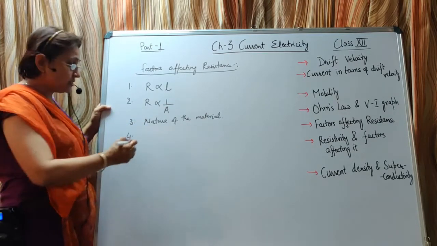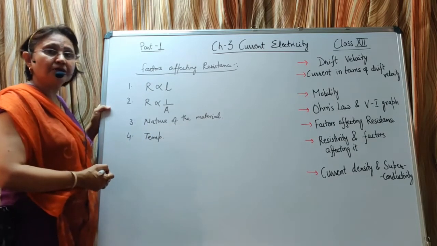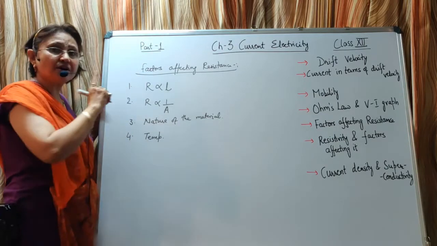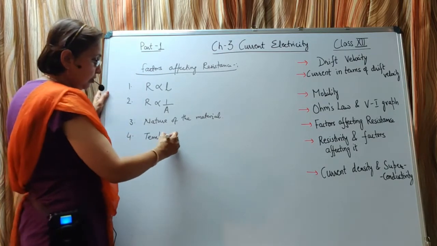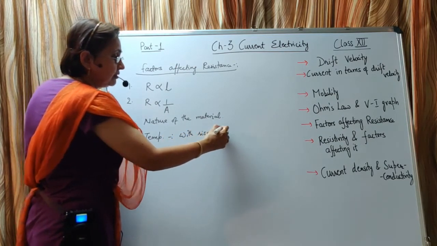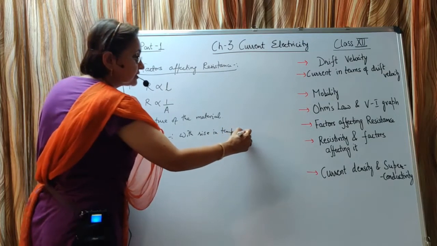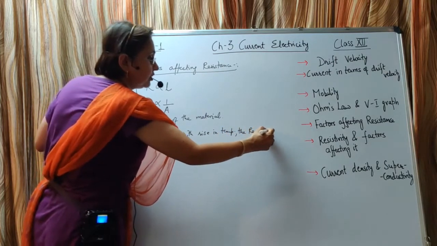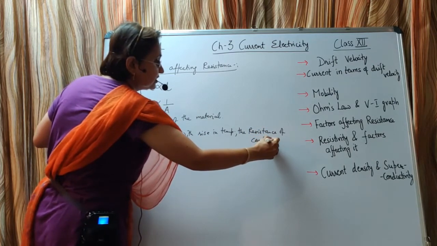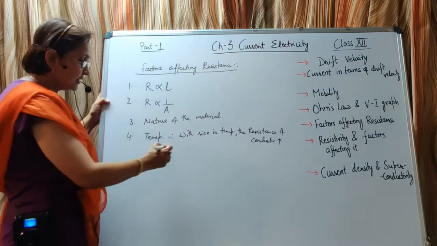Also it depends upon the temperature. And how does it depend upon the temperature? With the rise in temperature, the resistance of a conductor increases. We are discussing only conductors. The resistance of a conductor increases with the increase in temperature. Now, how does it increase?